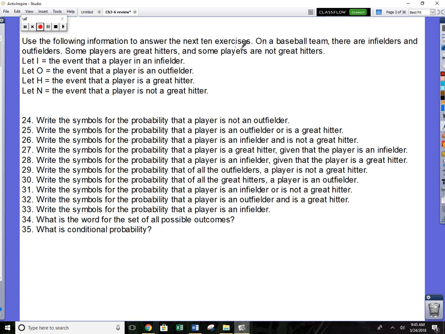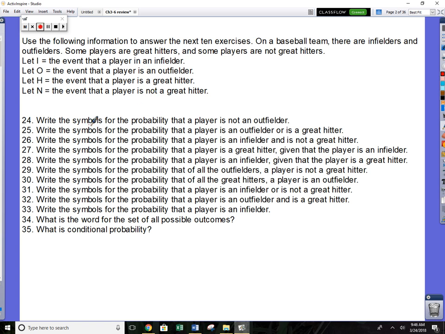Use the following information to answer the next 10 exercises. On a baseball team, there are infielders and outfielders. Some players are great hitters, some players are not great hitters. So I is including those that are infield, O is outfield, H is a good hitter, N is a bad hitter. So here we go.